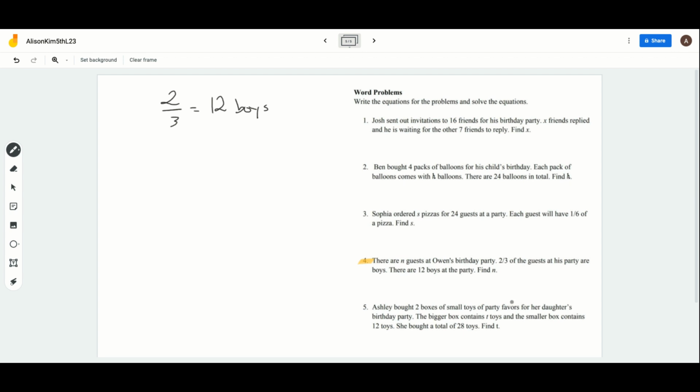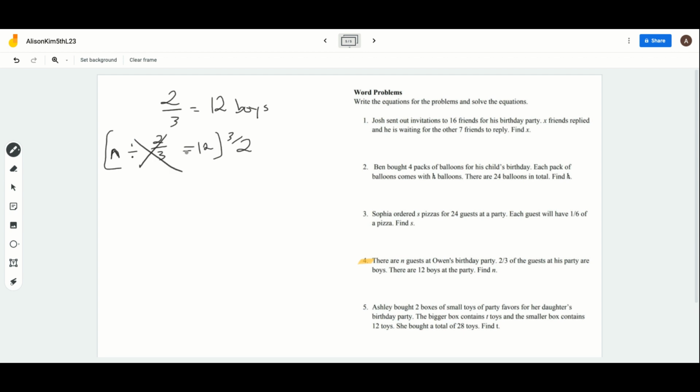So what we have to do is set up an equation, okay? Our n is what we're trying to find, right? But we already know that there are 12 boys, so we're going to put 12 here. However, we know that 2/3 of them are boys, so we're going to put that there, and we have to divide 2/3 into n and try to get 12. And the only way to do that is by multiplying the whole thing by 3/2.